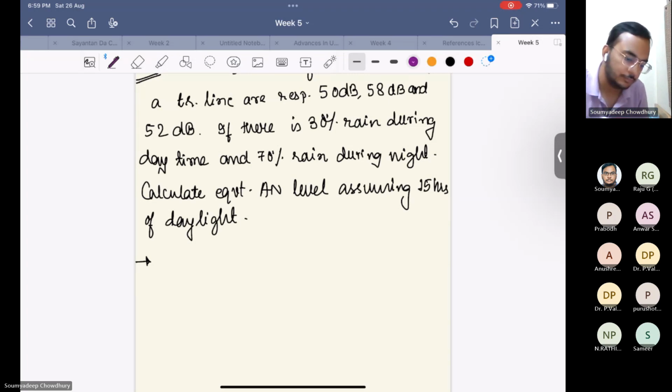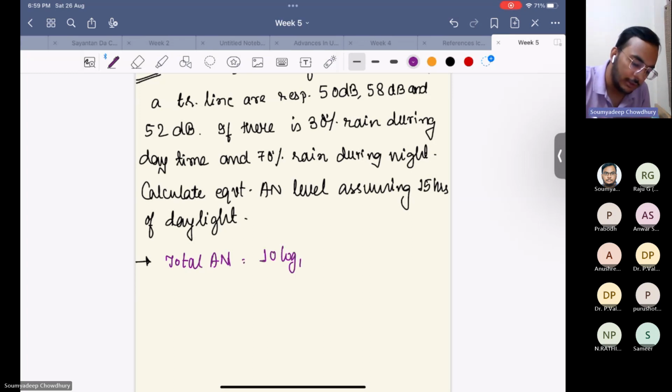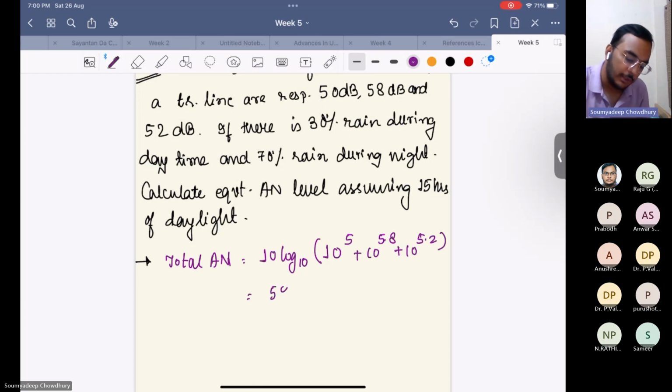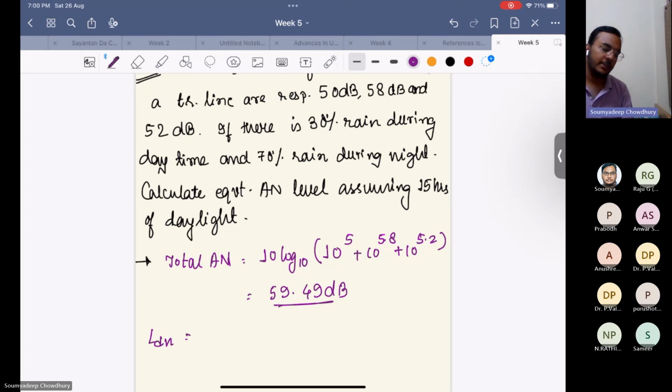So total audible noise is basically 10 log of 10 to the power 5 that is 0.1 into 50, plus 10 to the power 5.8, plus 10 to the power 5. So this comes out to be 59.49 dB. Now how will you find the equivalent audible noise taking into effect the rainfall and the daylight hours and night hours? How will you do that?